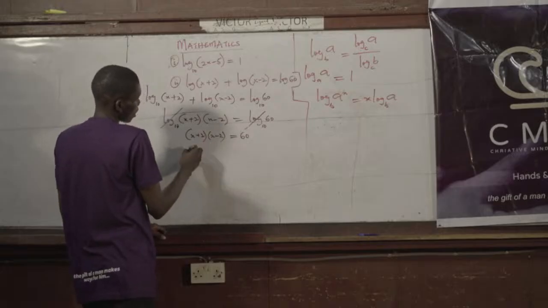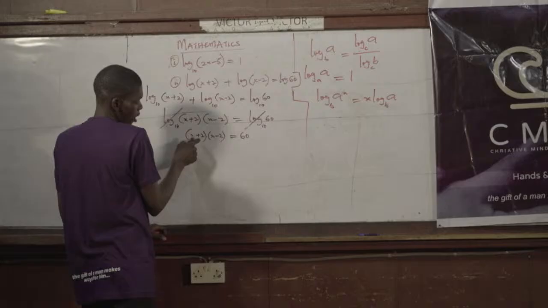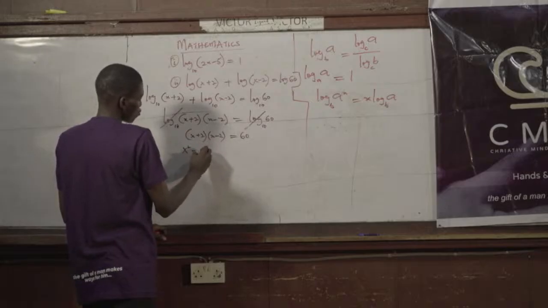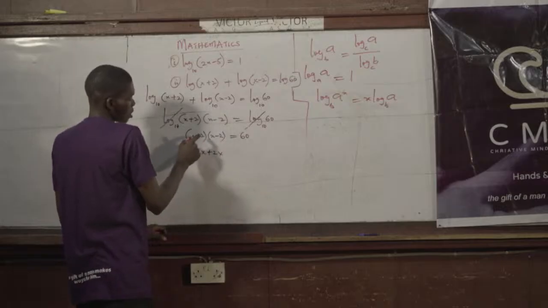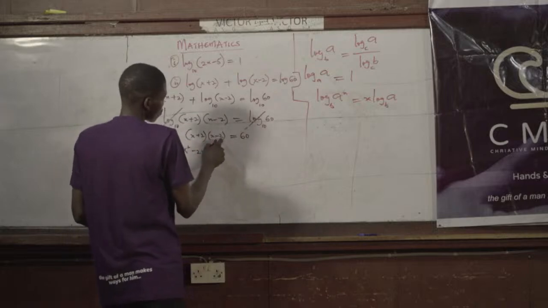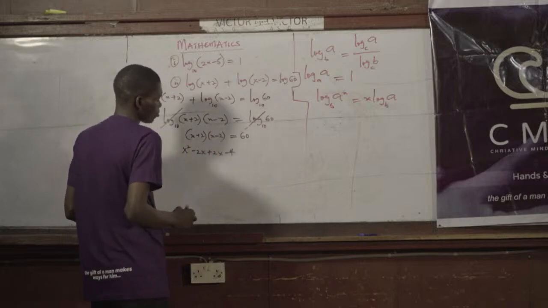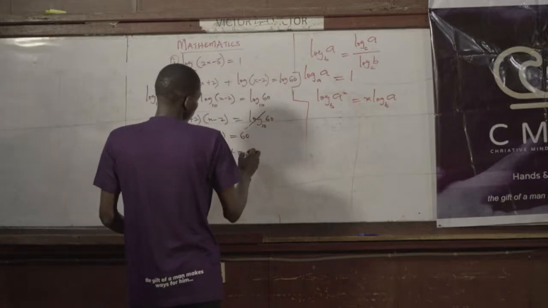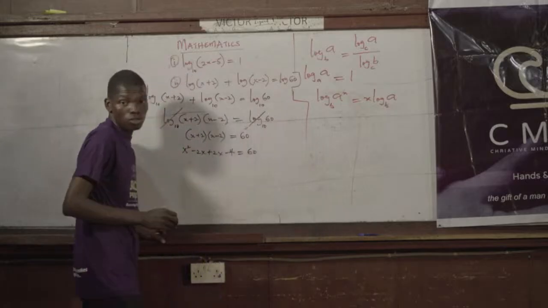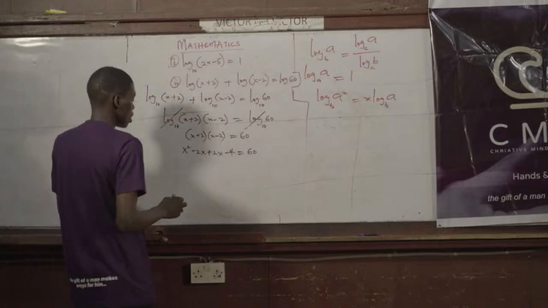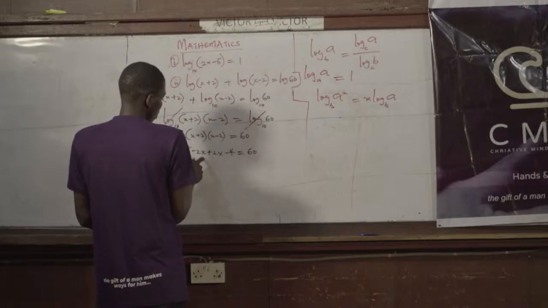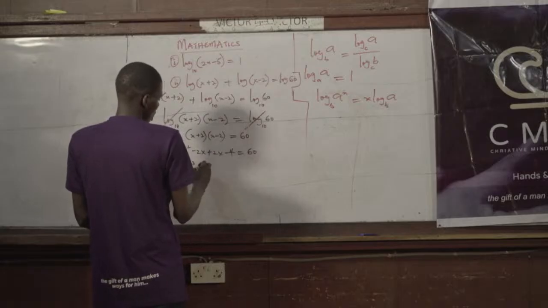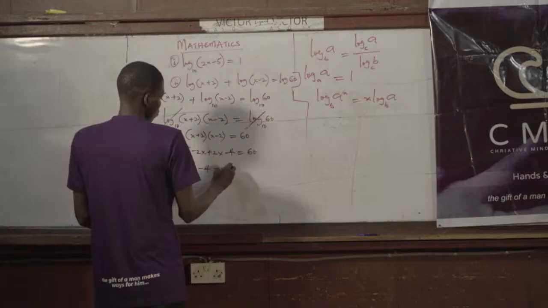If I open it, I'm going to get a quadratic equation, which is x multiplied by x, that is x squared. This is x multiplied by minus 2, that is minus 2x. This is 2 multiplied by x, that is plus 2x. This is 2 multiplied by minus 2, that is minus 4, which is equal to 60. So I can say this is x squared, then we have minus 2x plus 2x cancel each other. Then we have minus 4 is equal to 60.